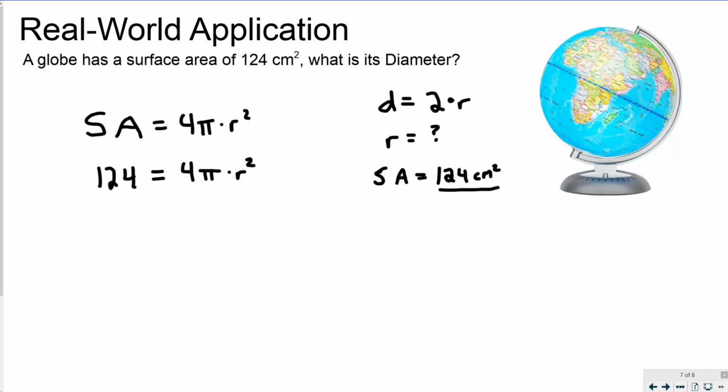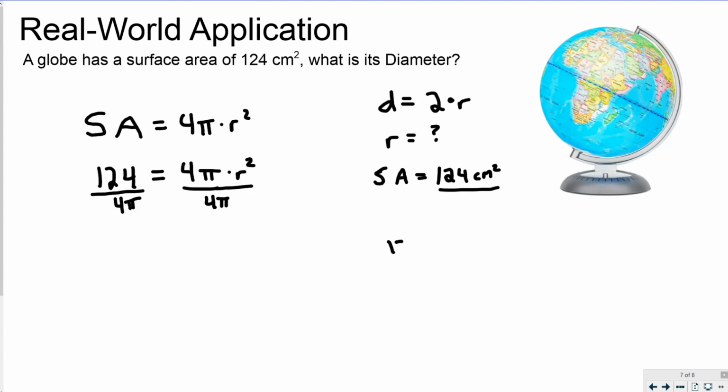So what I am going to do is divide both sides by 4 pi. And what we're going to do is take a best approximate answer here, because I know that when I divide 124 by 4 pi, it's not going to come out to be an even number, but I'm going to do the best that I can. So 124 divided by, in parentheses, 4 pi, that's how I would need to type it in my calculator.